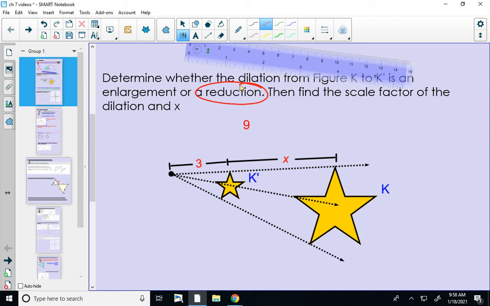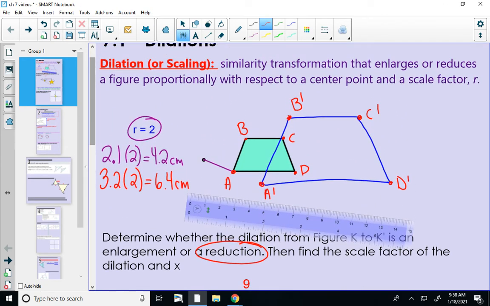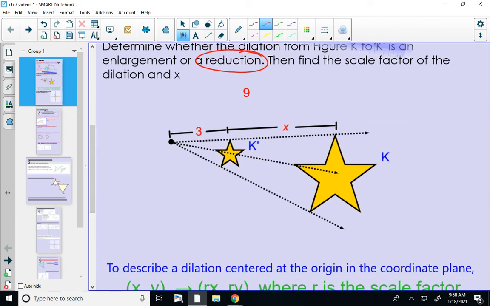Next thing we need to find is the scale factor. So you'll notice in my first example, if I were to measure the distance between a point on my original and a point on my image, I would multiply by the scale factor to get from the point on the original to the point on the image. Like our distance from the center to A was 2.1. The distance from our center to A prime is 4.2. I multiplied by the scale factor. We can take that multiplying and rearrange it. Our scale factor, R, is always going to be the distance to the image divided by the distance to the pre-image.